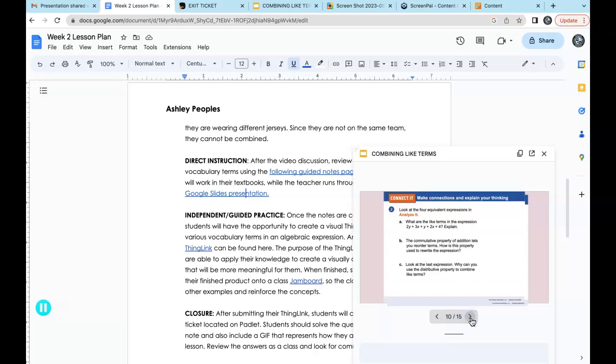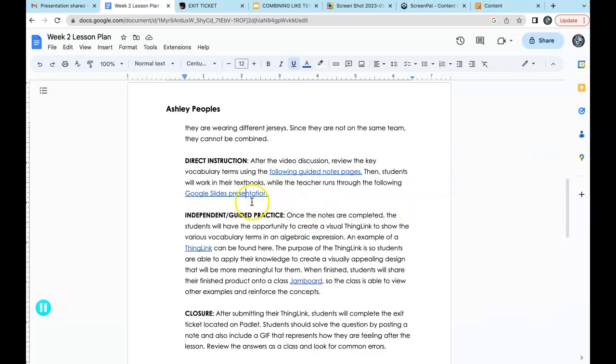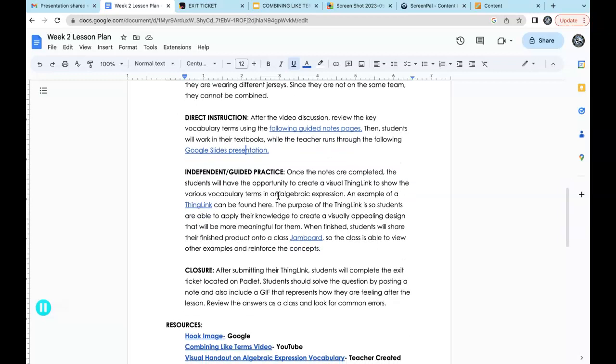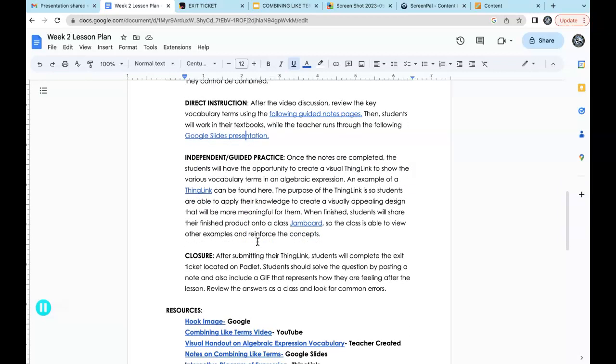And then we will be able to, again, I'll just quickly go through this, but different connections, how to apply this to new questions. So we will go through the Google Slides presentation while students complete the work in a textbook. And then after that, the students will work on some independent and guided practice.